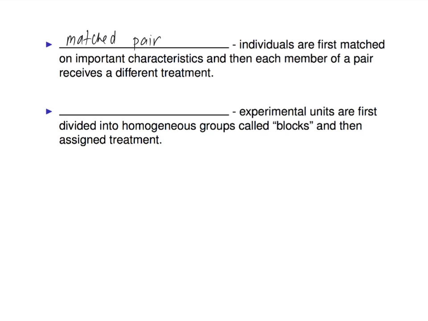And experimental units are first divided into homogeneous groups called blocks, and then assigned treatment. This is called block design.